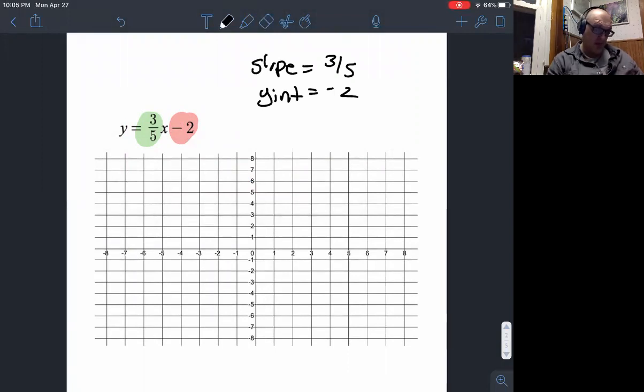Since my y-intercept is negative 2, I go to negative 2 on the y-axis, and I make a little point. The slope is 3/5. That means rise 3, run 5. Now I'm going to tell you this.